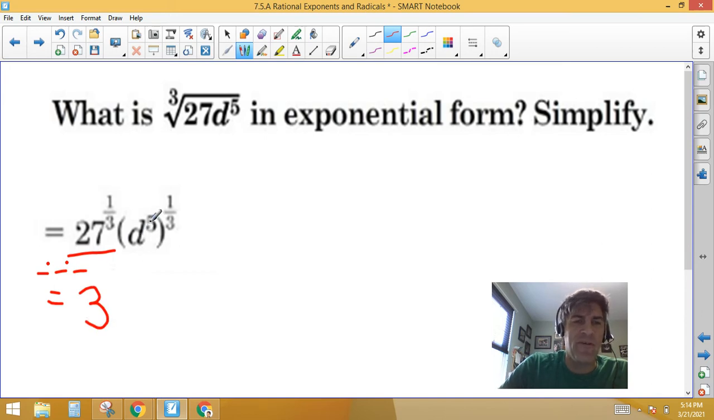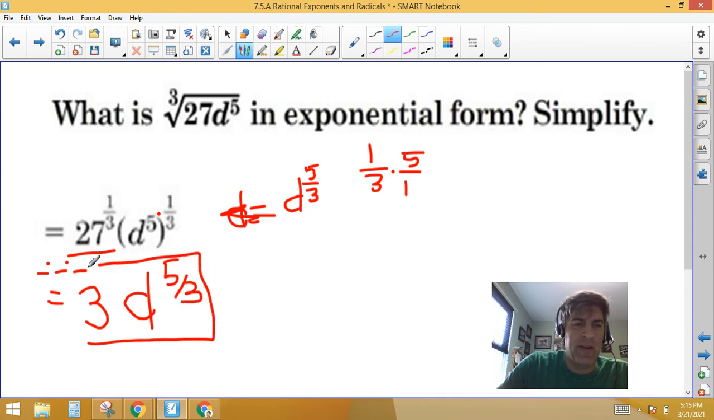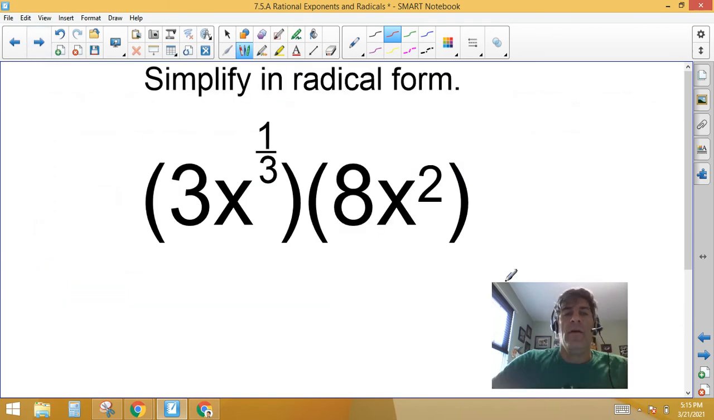And d to the 5th to the 1/3, here we're going to use the power rule. All this is going to become d to the 5/3 because I'm going to multiply 1/3 times 5, multiplying straight across. So my final answer will be 3d to the 5/3. This is my whole answer. And please note that only the d has that exponent.